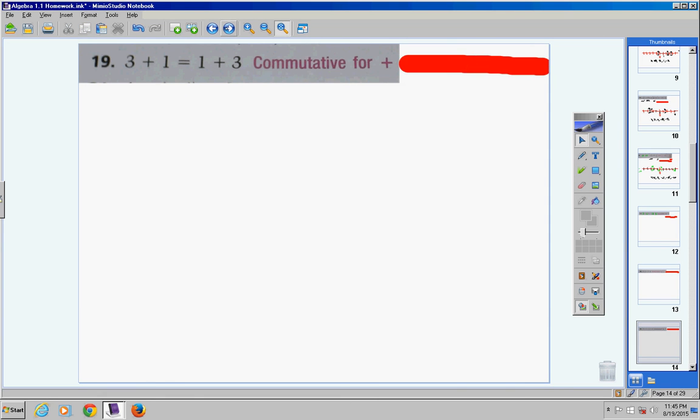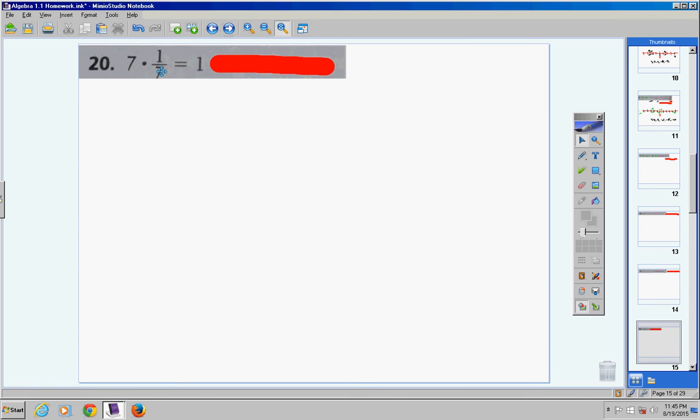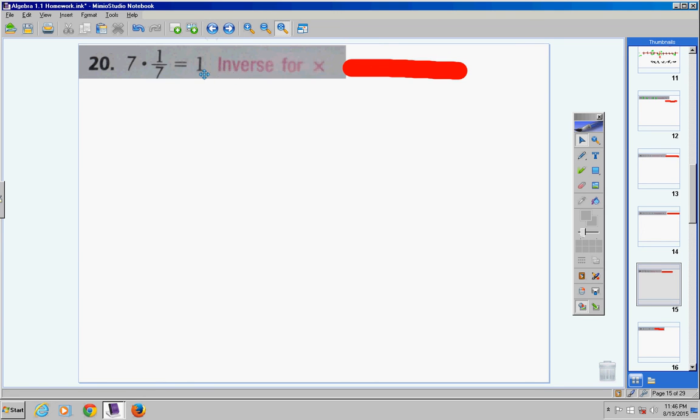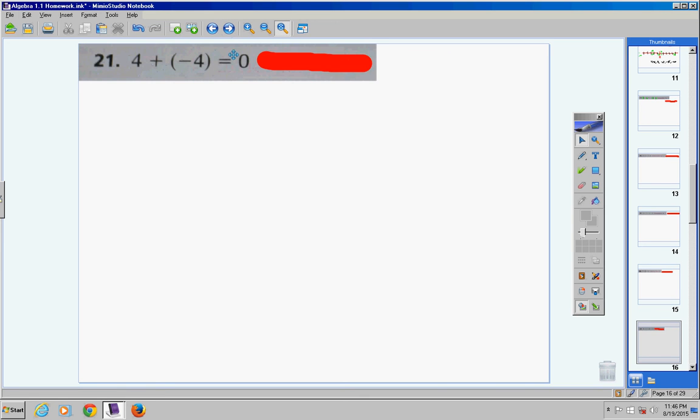Okay. Number 20. Now anytime you get out a 1 when you're multiplying two numbers together, we call that the inverse property. I gave these examples in your notes. So this is the inverse property for multiplication. Alright, 21. Now here we're adding two numbers together and getting out 0. Anytime you multiply two numbers and get out a 1, that's the inverse property. Anytime you add two numbers and get out 0, that's the inverse property for addition.